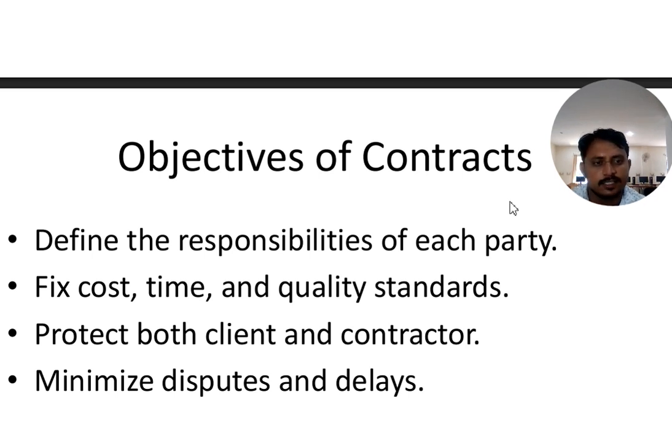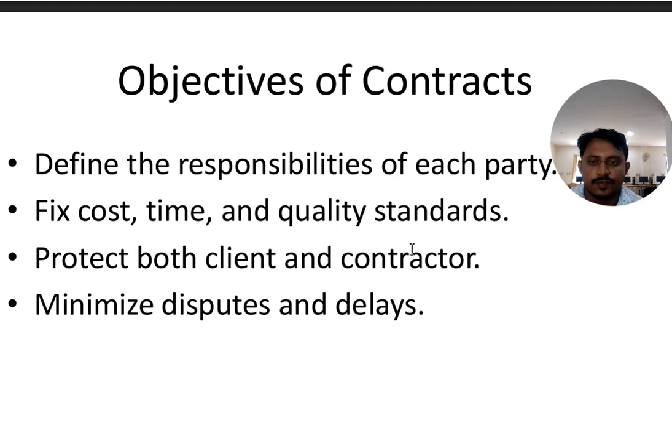See, we already discussed the contract definition. Contract is nothing but the agreement between two or more parties. Then the next, what are the objectives of the contracts? So define the responsibility of each party. So the owner has some responsibilities about his construction, and at the same time the contractor also has some responsibility for completion of the owner's building within the schedule. So the responsibility of each party is necessary, and one of the main objectives.